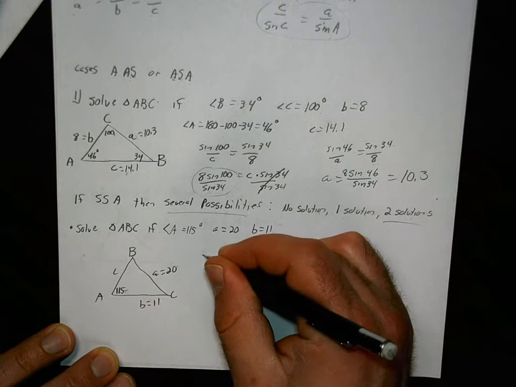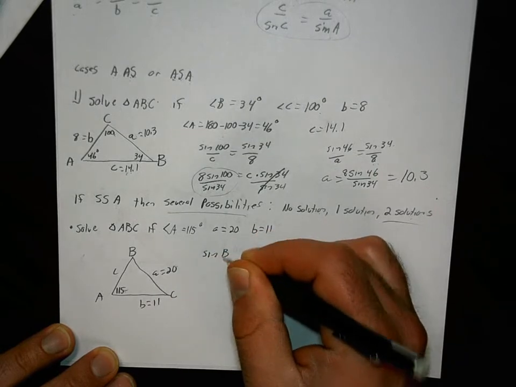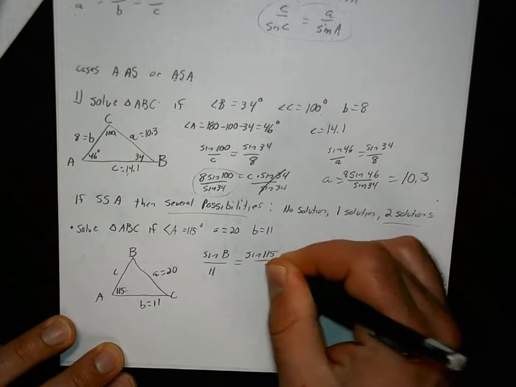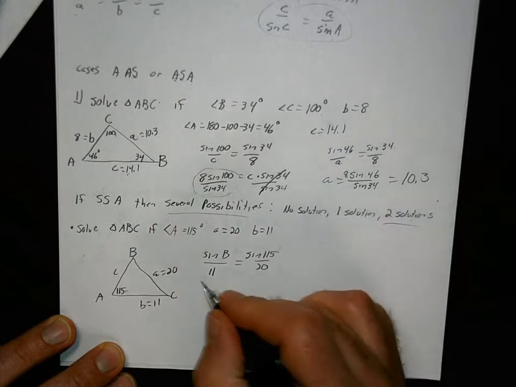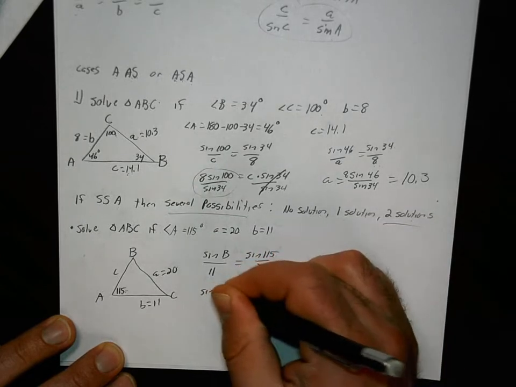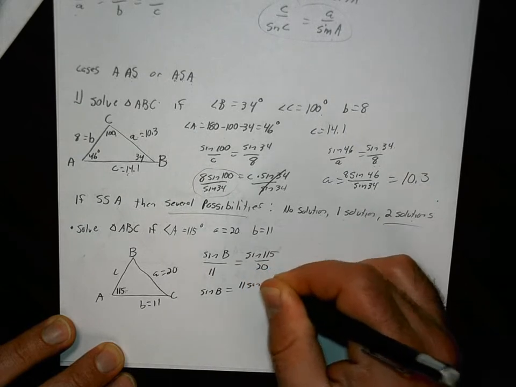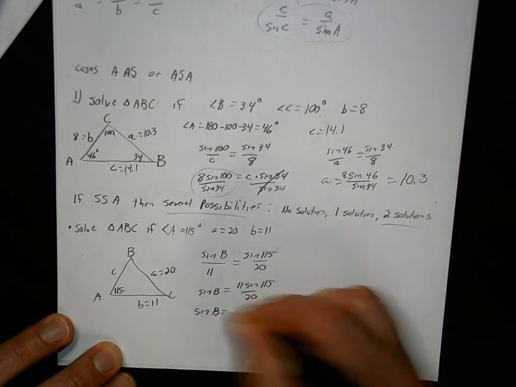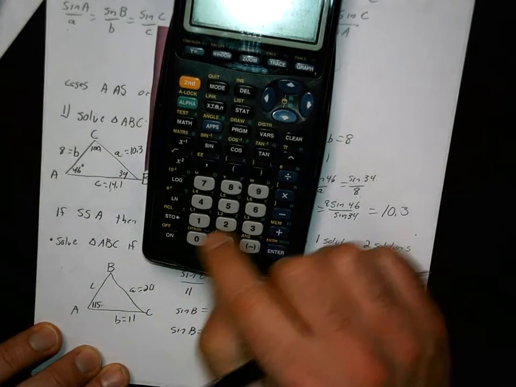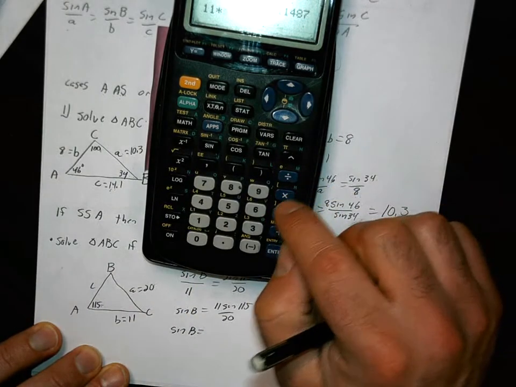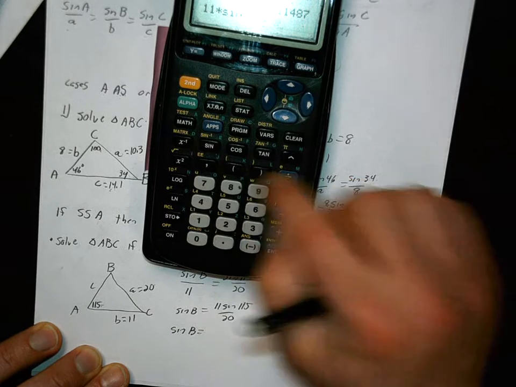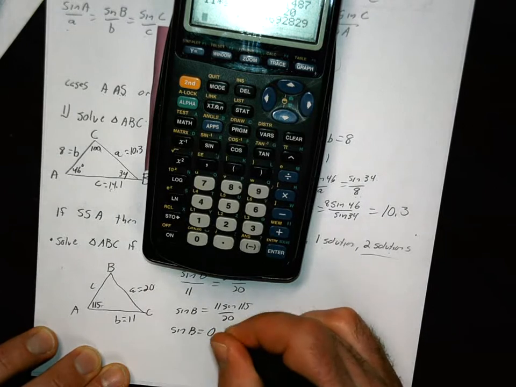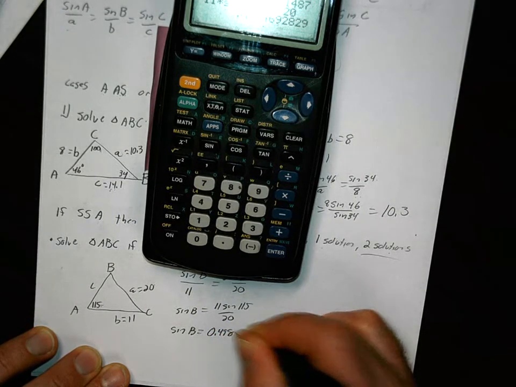So what I need to do is find angle B. So I go sine of B over 11 equals sine of 115 over 20. Multiply both sides by 11. I get that, so I have to calculate that. And I had 0.498. Probably should go to 3 decimal spots.